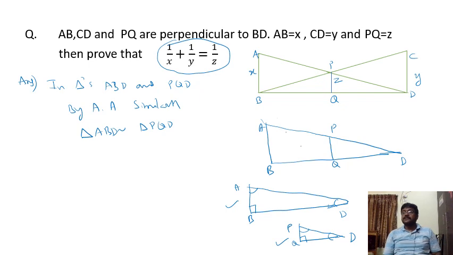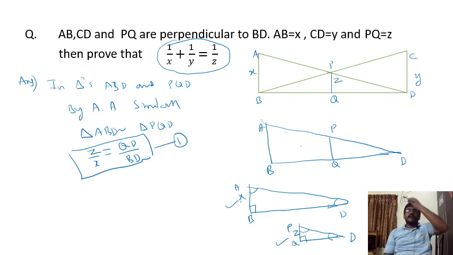So what happens? We were given this is x, this is z. Let me take z by x. The corresponding sides are in the same ratio. So this side must be corresponding to this side. So z by x is equal to, I'm starting from the small triangle, z by x is equal to QD by BD. This is the first result obtained.